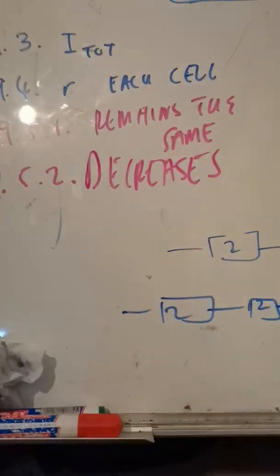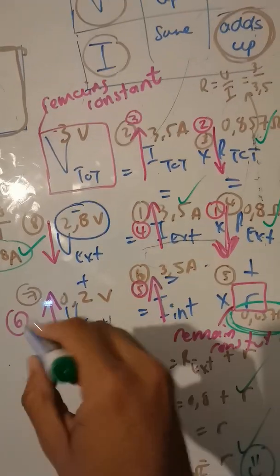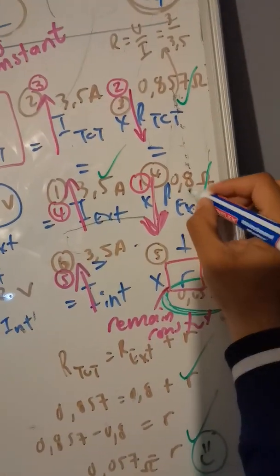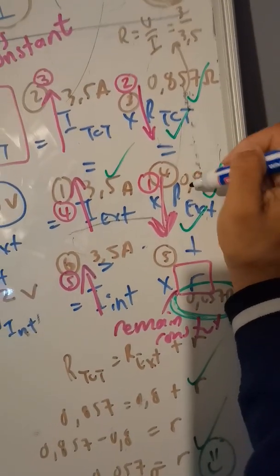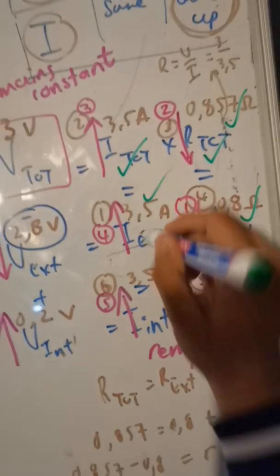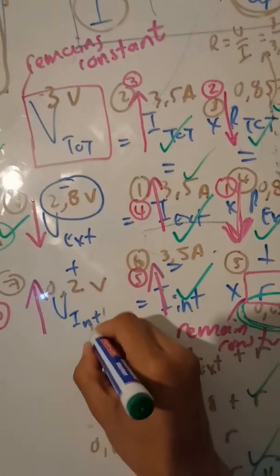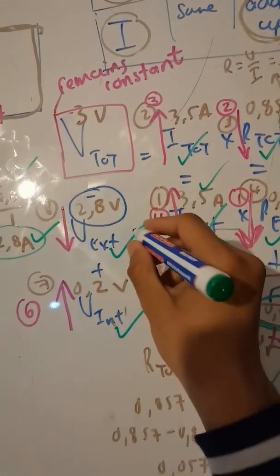But what do you tell your examiner? And I'm going to show you now. You basically tell your examiner everything that you illustrated here. So you're going to tell your examiner R external decreases, then R total decreases, then I total increases, then I external increases, then I internal increases, then V internal increases, and therefore V external decreases.